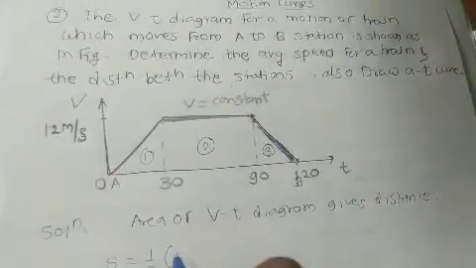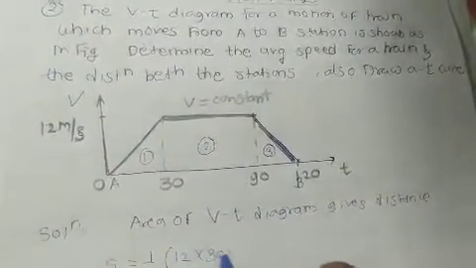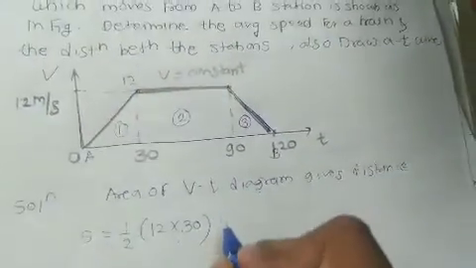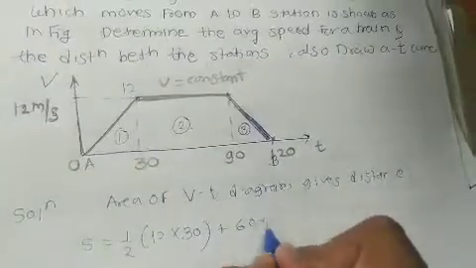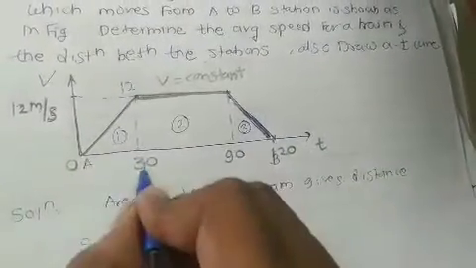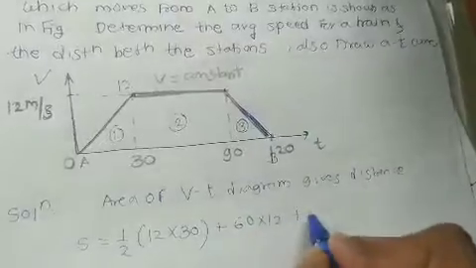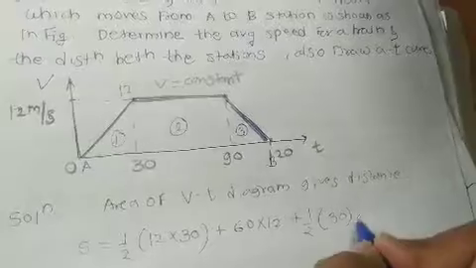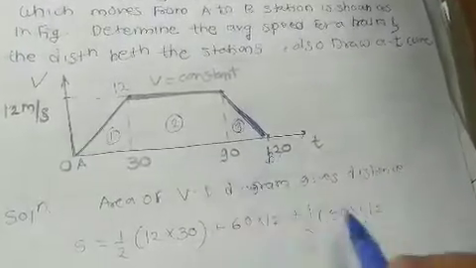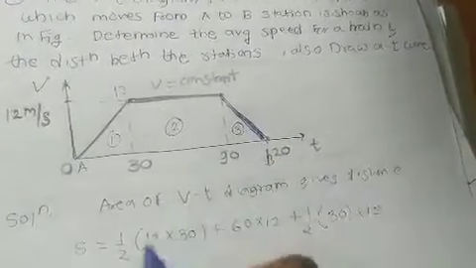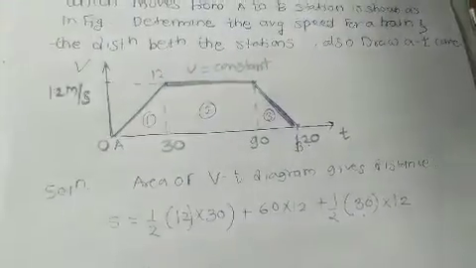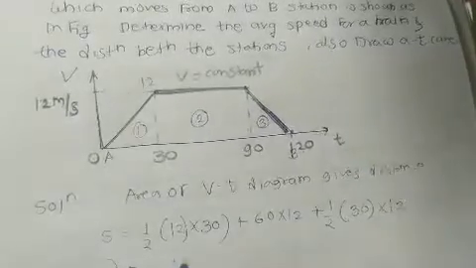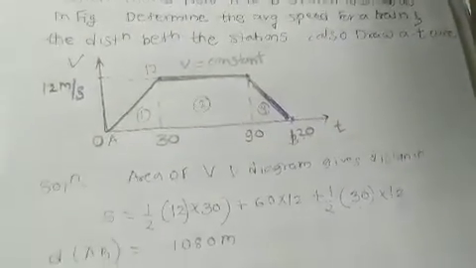So area is 1/2 into 12 into 30, this ordinate is 12, plus 60 into 12. The net base will be 90 minus 30 multiplied by 12, plus 1/2 again into 30 into 12. Base will be 120 minus 90, which is 30, and height will be 12. So this gives the distance AB for the train, and distance is equal to 1080 meter.